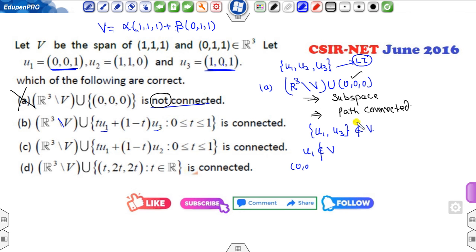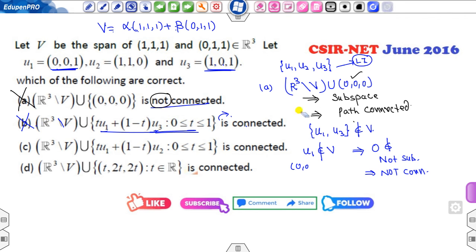So once U1 and U3 do not belong to V, what does it mean? This element does not belong to V. So for this case, 0 does not belong to this set. That means it is not a subspace. That means it is not connected. But is that connected? Look at the third case.